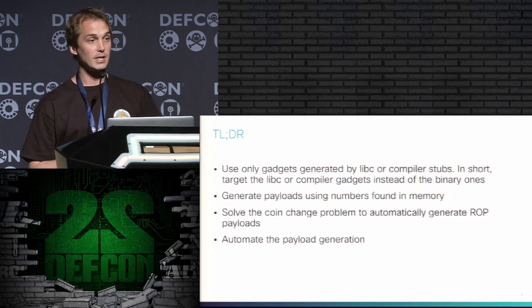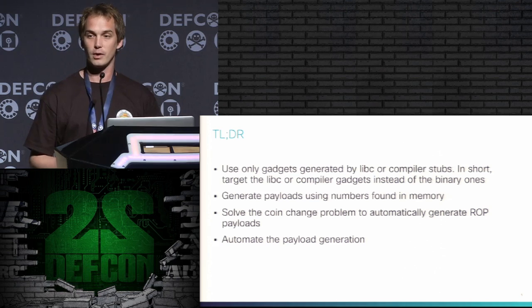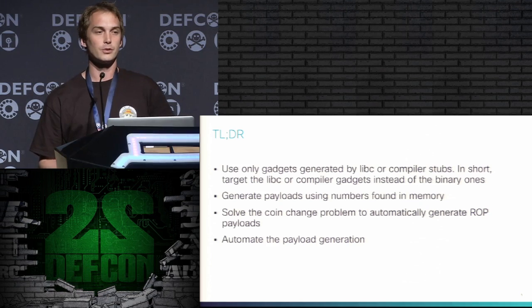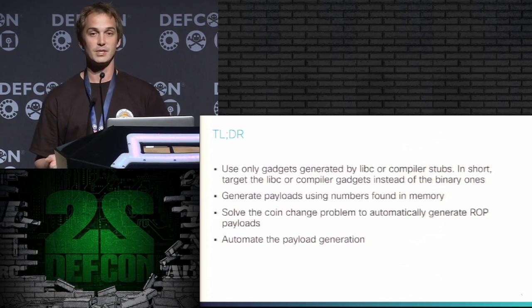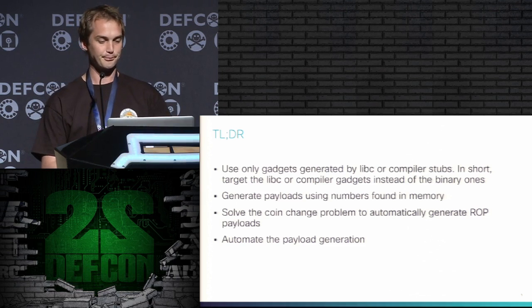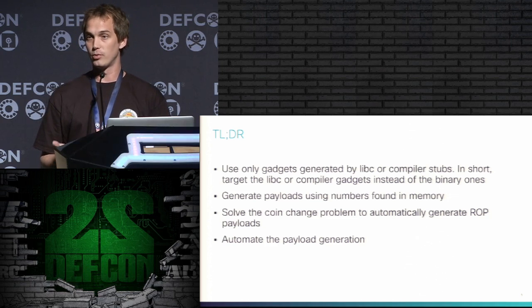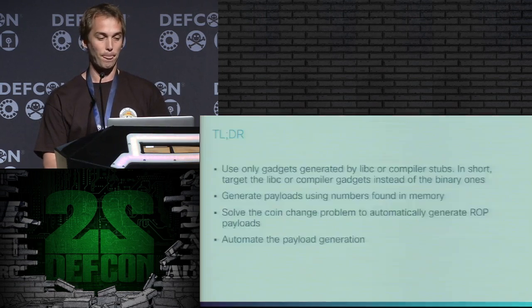So as I was saying, when you look for gadgets and instructions, you're going to get your program to use them. And so what I wanted to do is take it a level further and abstract it a bit more, and be able to use instructions generated by the compiler or by libc to exploit the vulnerability. And so I'll try and generate the payloads as usual, putting them in memory and using them.